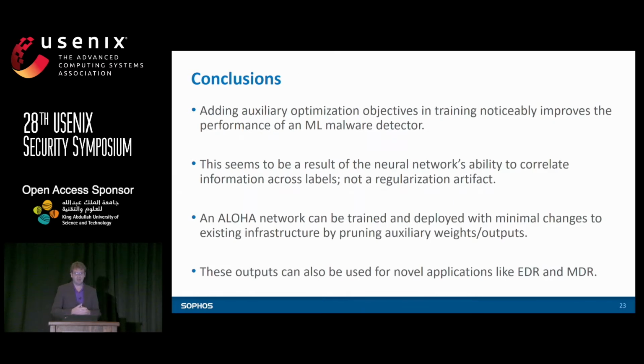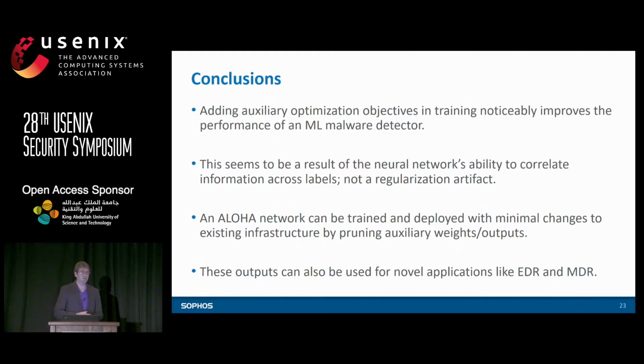So we see that adding auxiliary optimization objectives in training does noticeably improve performance of an ML malware detector. It seems to be largely a result of the neural network's ability to correlate information across labels, not a regularization effect. An ALOHA network can be trained and deployed with minimal changes to existing infrastructure, or we can actually use the additional outputs for novel applications like endpoint detection and response and managed detection and response.